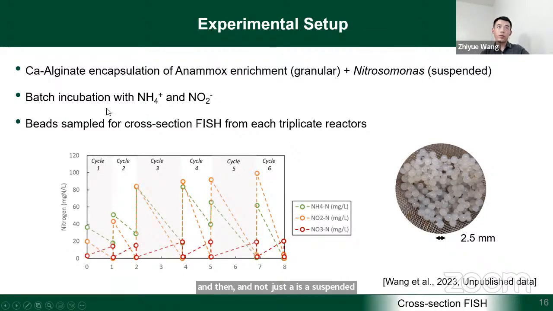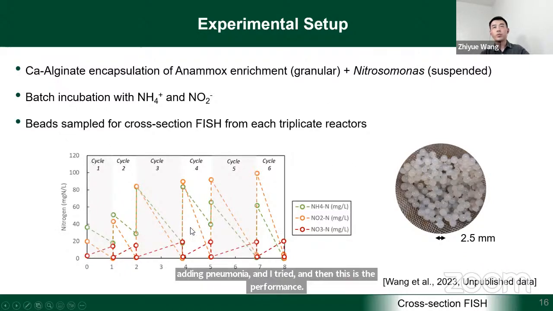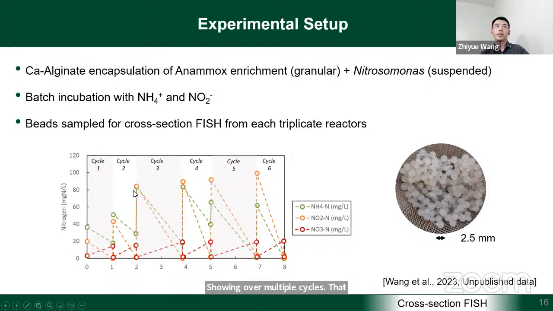And then we used batch reactors to incubate them by adding ammonia and nitrite. This is the performance over multiple cycles, showing that we removed ammonia and nitrite at the same time. And then we collected samples from these beads, cross-sectioned them before and after the incubation for comparison.